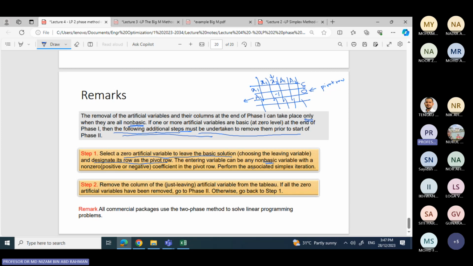Perform the associated simplex iteration. So basically, what you're going to do, this is going to be leaving, this will be entering. And then basically you change these values by the same Gauss-Jordan rules, meaning that you divide all this multiplier with that pivot number. And then you change the x1 value with the Gauss-Jordan rule also. Okay.